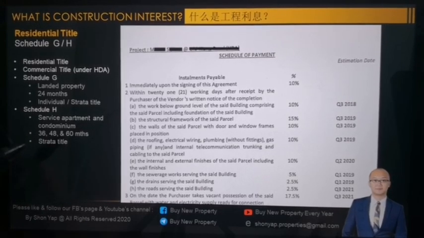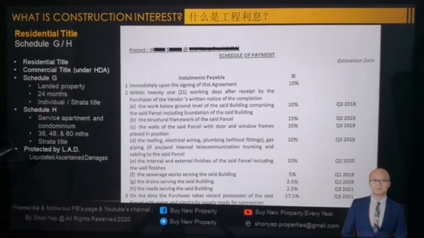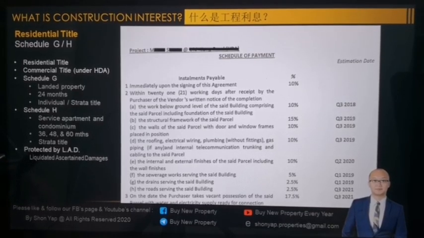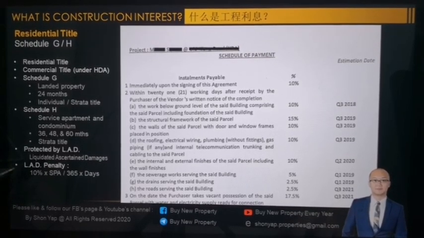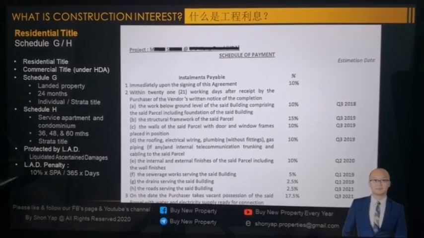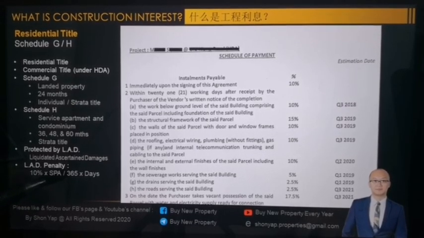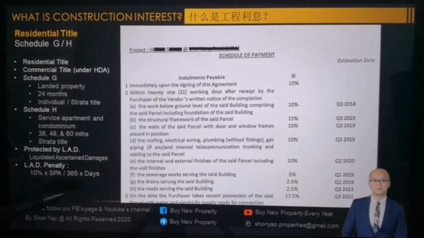Strata title. All Schedule G or Schedule H is under LAD, under HDA protection. Whenever the project is late, meaning the developer delays construction, the purchaser has the right to get back the interest from the developer. So how to calculate the LAD? The formula is this one: 10% of the SPA price, divided by 365 days, times how many days the developer is delayed. Some projects may delay 3 months or 6 months.